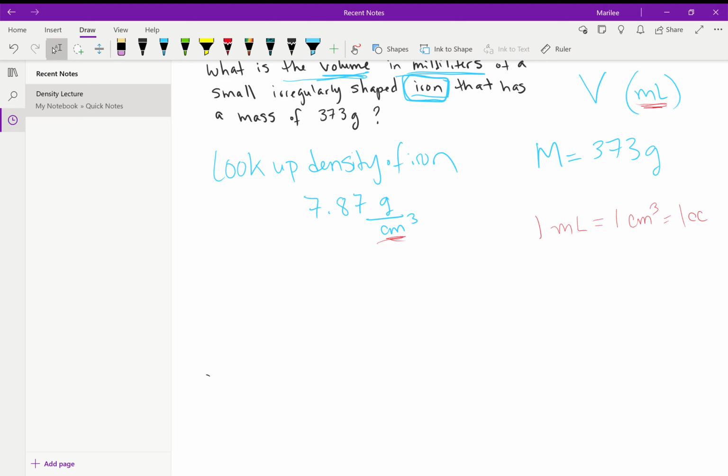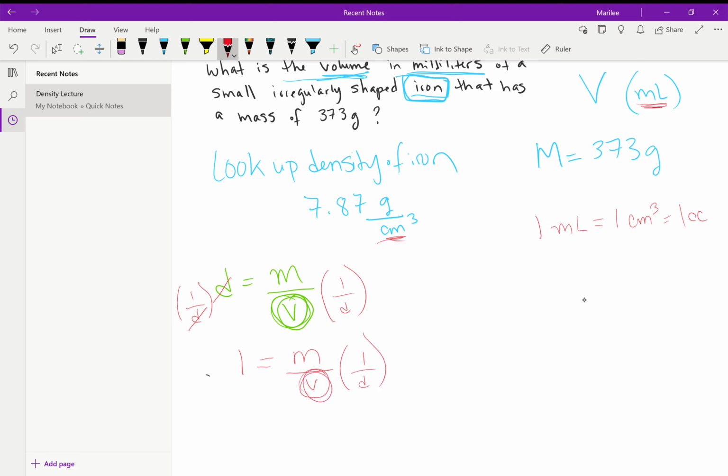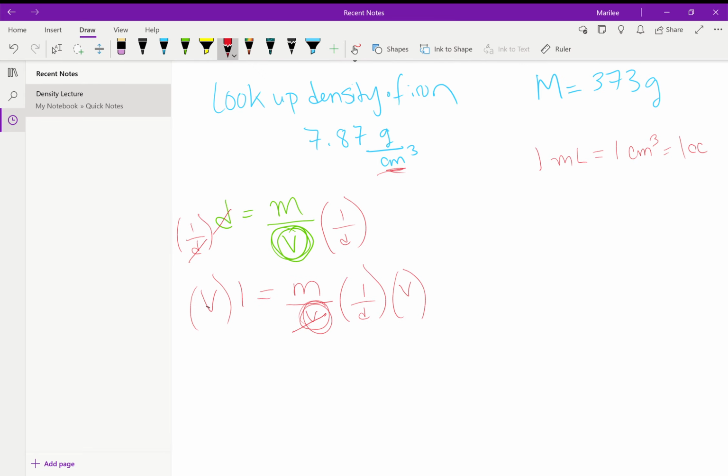So let's do the math now. I'm gonna use a different color. Density is equal to mass over volume. We need volume, so we have to get volume alone. How do we do that? Let's get rid of density first. We multiply by 1 over D on both sides. The D's cancel out, so we have 1 is equal to M over V times 1 over D. Now we have to get our V alone, so we multiply by V on both sides. The V's cancel out, and we're left with V is equal to mass over density.